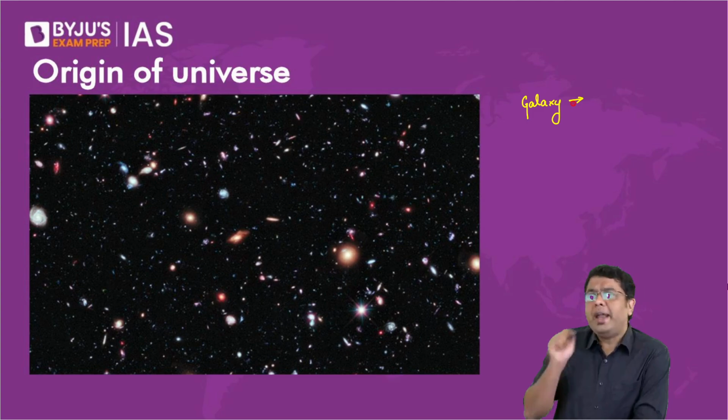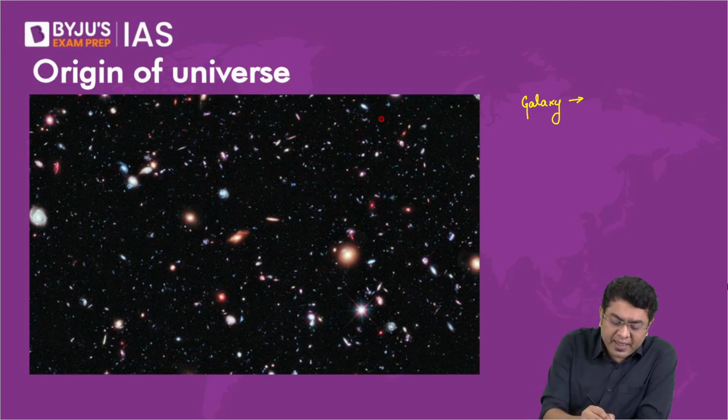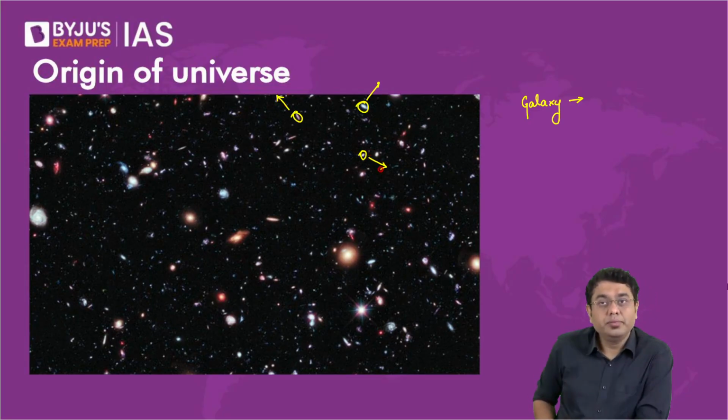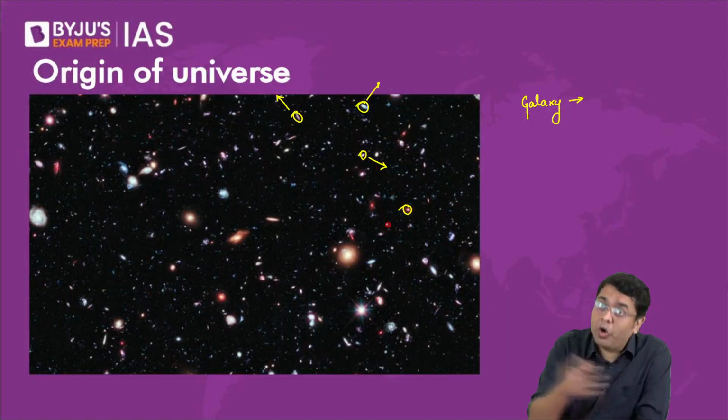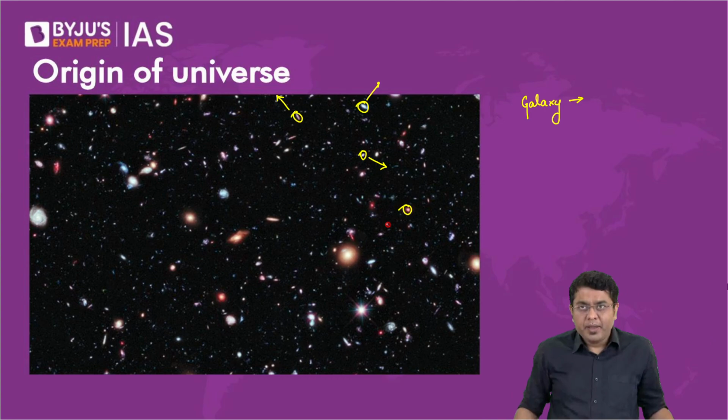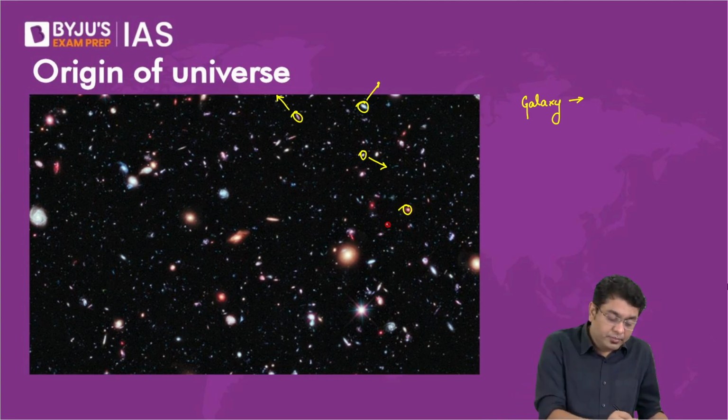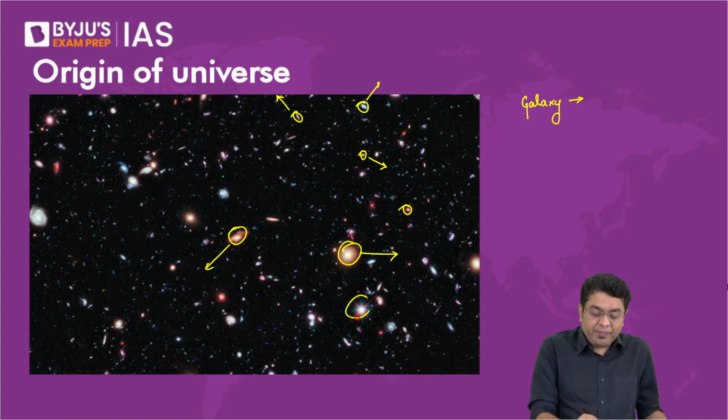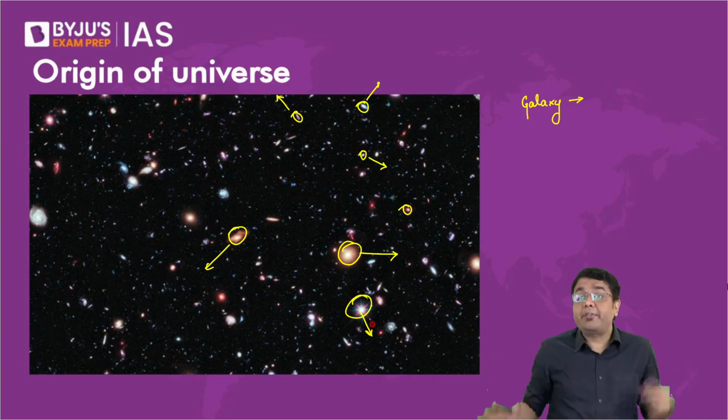Now, what Edwin Hubble observed was that, for example, take this galaxy, and let's consider another one. He observed that all of them are moving away from each other. They are not moving towards any other object. It is not as if this one is moving towards that one. No, all of them are expanding. This will move away, slowly and steadily, this will move away. All of them are expanding.